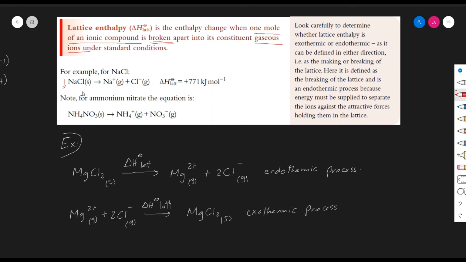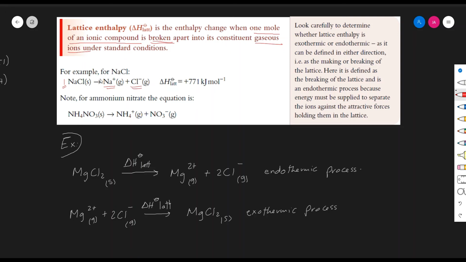And thus the lattice enthalpy is basically the amount of energy required to break these ions apart in the lattice structure, to overcome the attractive forces between these ions and convert it into its constituent gaseous ions, as you can see here. Thus, the definition of lattice enthalpy is basically the amount of energy required to break an ionic bond. The stronger the ionic bond, the greater the lattice enthalpy required to break the lattice structure apart into gaseous ions.